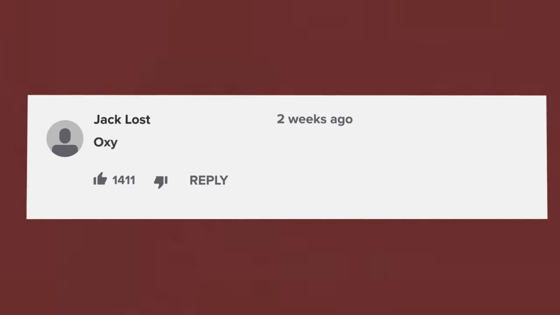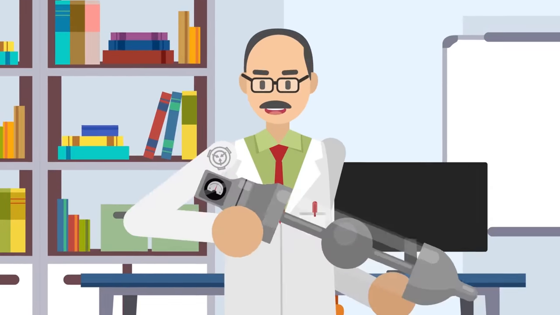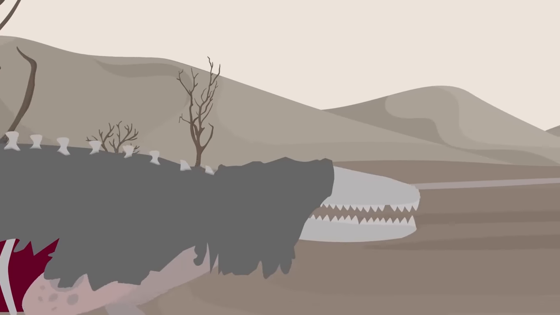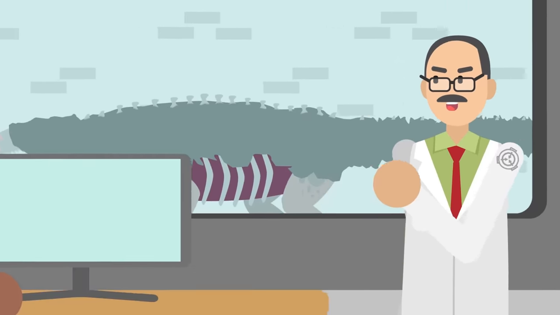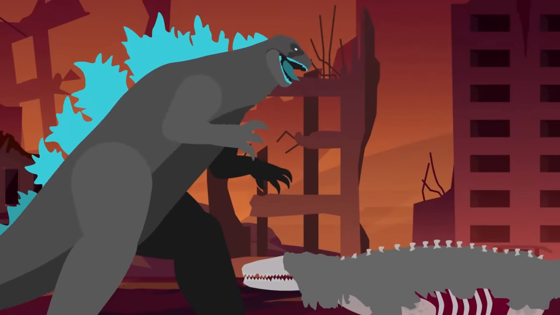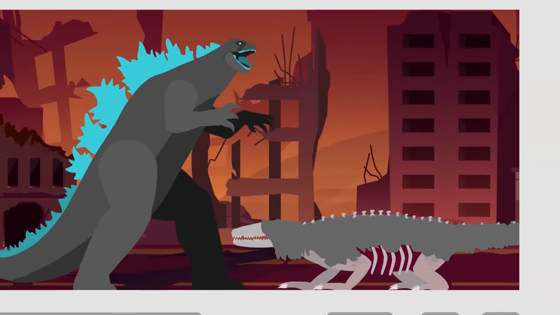Jack Voss said, "Oxygen Destroyer. Used to deal with another big lizard issue back in 1954." Sadly, this would also likely be an ineffective weapon against SCP-682, because the creature thrives in anaerobic environments, seeing as its native atmosphere seems to have no oxygen, and according to Foundation tests, it can survive just fine in a vacuum. Whether SCP-682 could take Godzilla in a fight is still up for debate, and you can argue about which lizard would reign supreme in the comments.